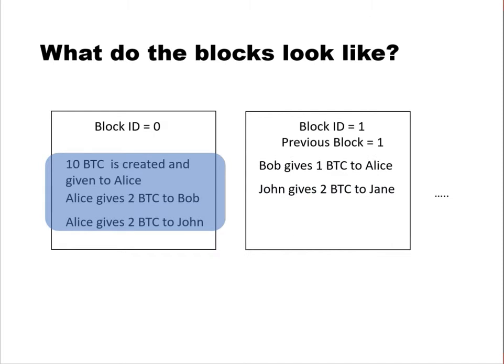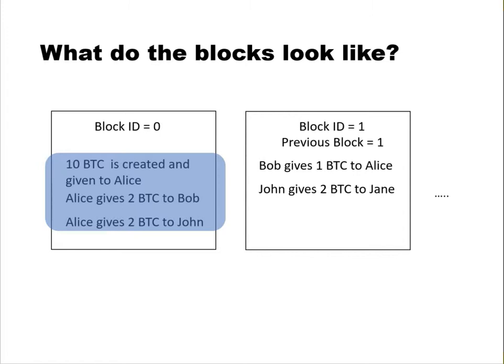For example, in block number 0, which is the block on the left hand side, first, it records that 10 Bitcoins are generated and given to Alice. This is exactly how Bitcoins are created and enter circulation. Bitcoins are simply generated as a record in the blockchain. In fact, they are generated as rewards to so-called miners. I will explain this part later.